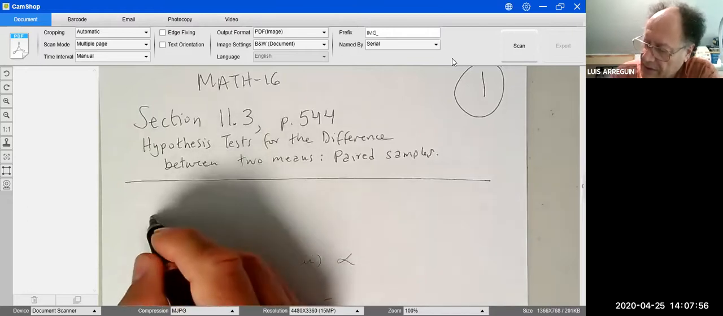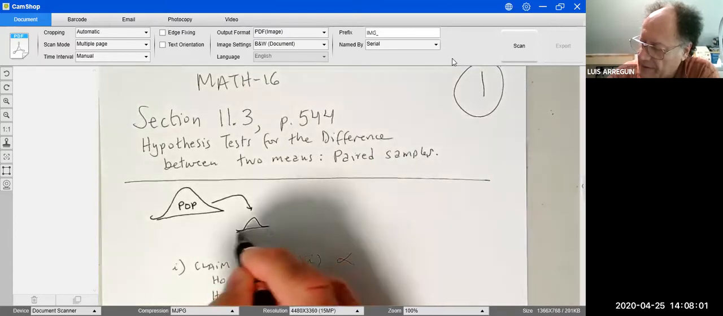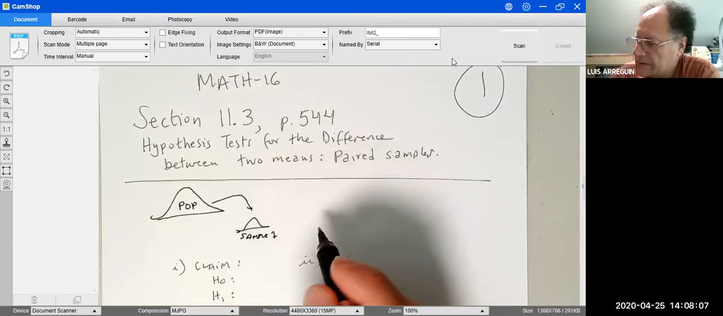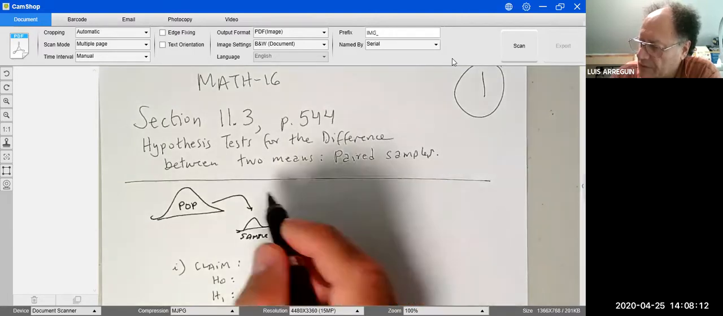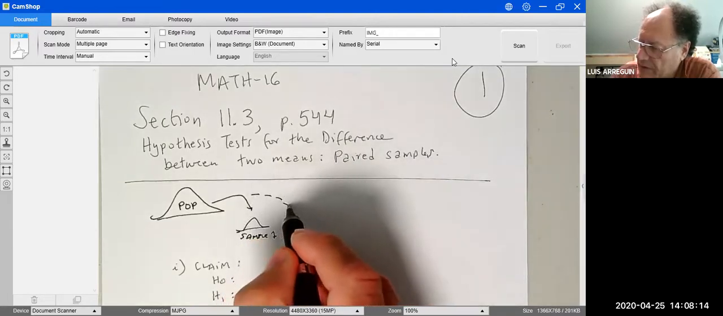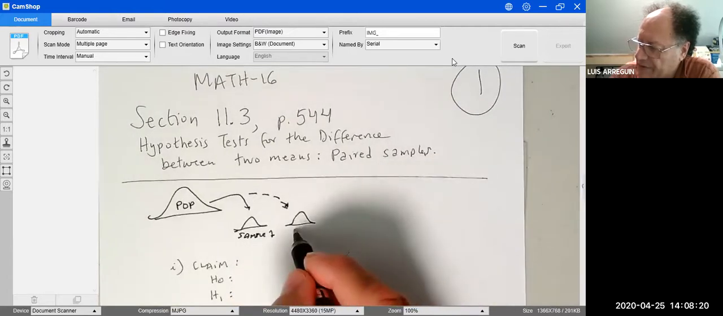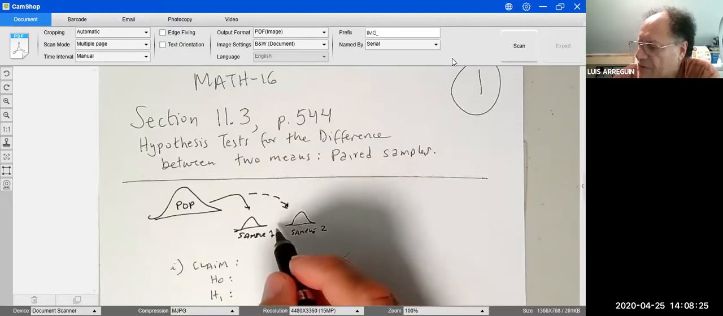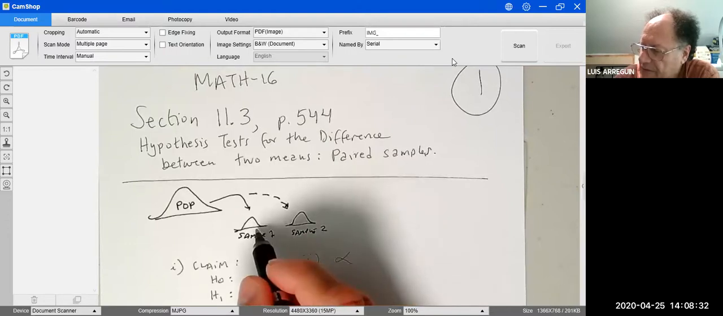So let's say you have a population and we are extracting a sample. This is my sample 1, and this is, for example, a group of individuals that are just part of that population. Then I'm going to use that group of individuals to apply a treatment, and I'm going to measure something after the treatment. So I'm going to get a sample 2, with the same individuals as sample 1, but with the difference that this is the after treatment measurements, and this is the before treatment measurements.